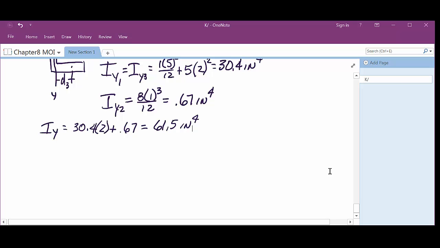Now the J part's easy. The polar moment of inertia, 246 inches to the fourth plus 61.5 inches to the fourth equals 307.5 inches to the fourth.